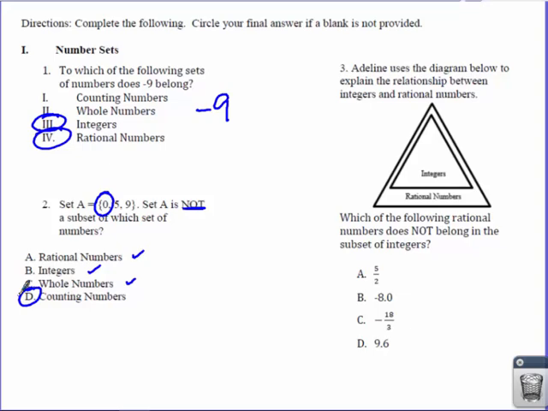Number 3. Adeline uses the diagram below to explain the relationship between integers and rational numbers. So we know that integers are part of the set of rational numbers. It says, which of the following rational numbers does not belong in the subset of integers? Okay, so that goes back to the first one when we looked at our definition. And we know integers are the set of whole numbers and their opposites. So when you look at them on a number line, there's the 0, 1, 2, 3. There's the -1, -2, -3, and so on. So we have no fraction or decimal parts.